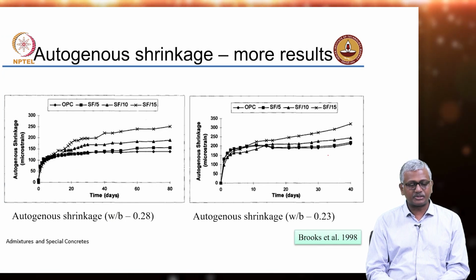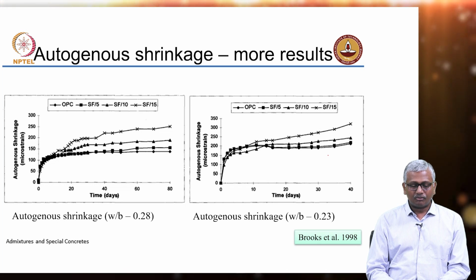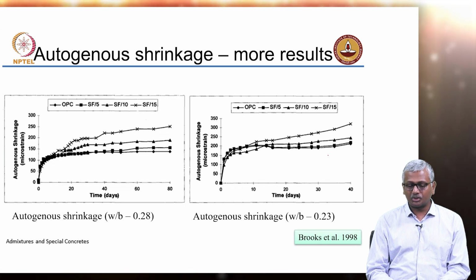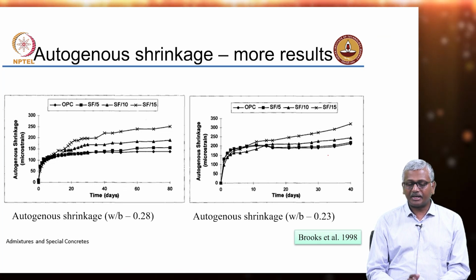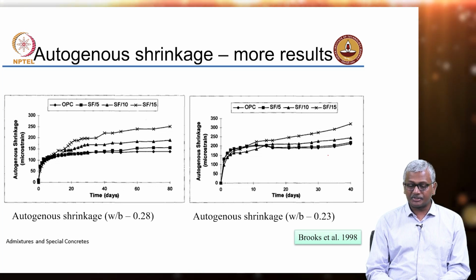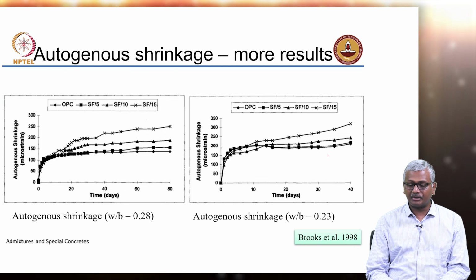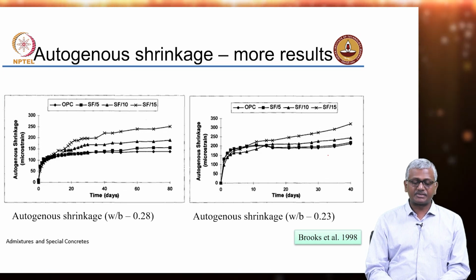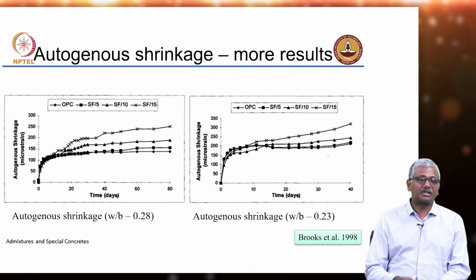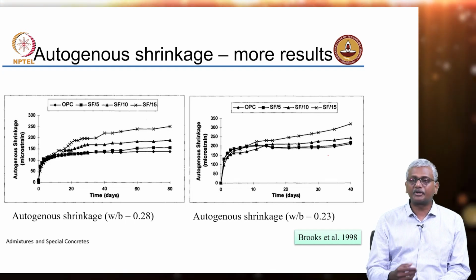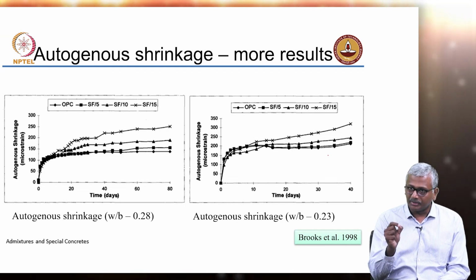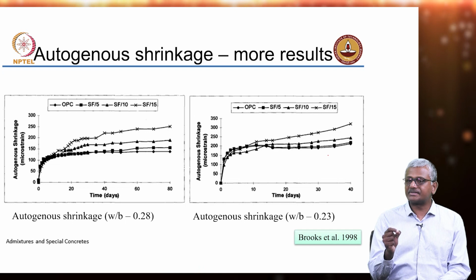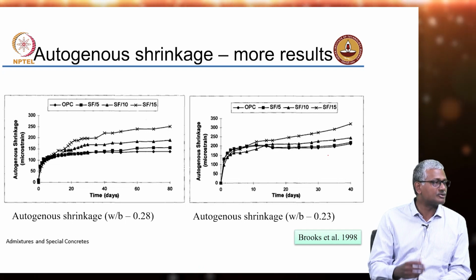Again, some more results of autogenous shrinkage are presented for concretes with low water binder ratio. Again, this is depending on the silica fume replacements of 5%, 10% and 15%. As more silica fume is used in the system, the autogenous shrinkage levels are also going up because your pores are getting smaller and smaller. So, any movement of water inside will be associated with high levels of strain.